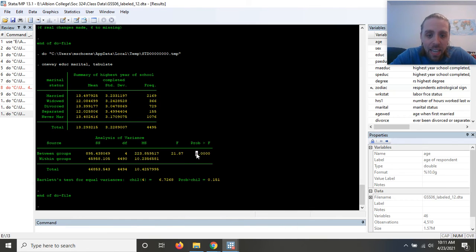And then finally, is there a significant finding? Yes, because that probability value that I just highlighted is less than 0.05. So this is a highly significant finding across these 5 groups of marital status: married, widowed, divorced, separated, never married. I have a highly, highly, highly significant finding.